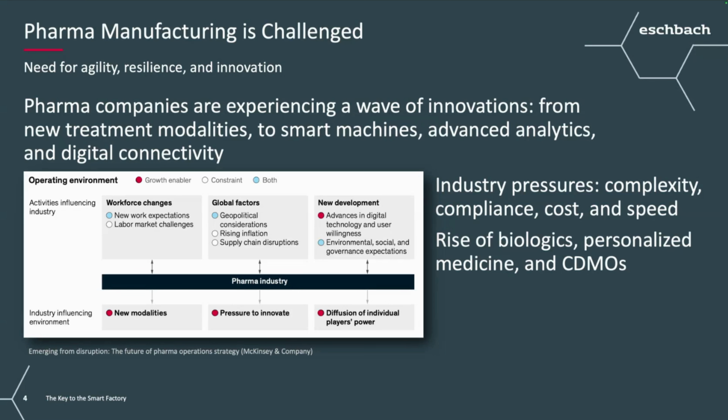What else we see is a rise of CDMOs, which at the end of the day results in a fragmented supply chain when we are talking about the entire supply chain from the APIs, be it biologics or be it chemicals, through the formulation and later on also the logistics activities, which is more fragmented than we have ever seen before.